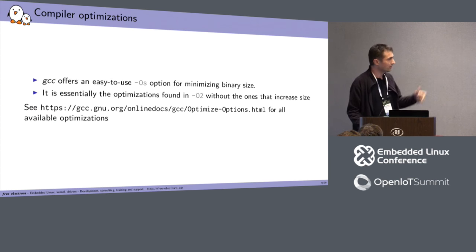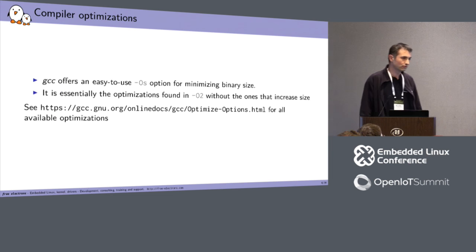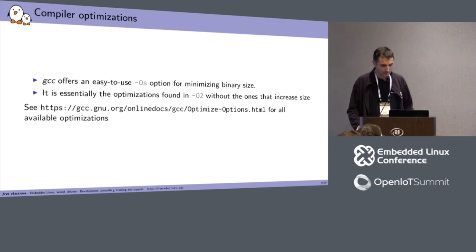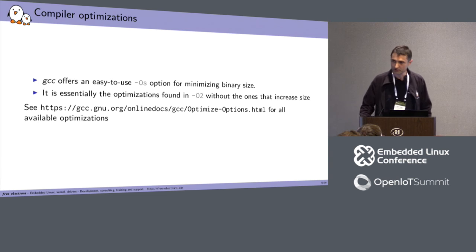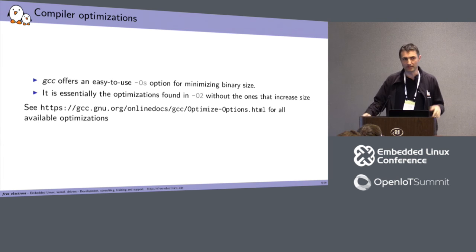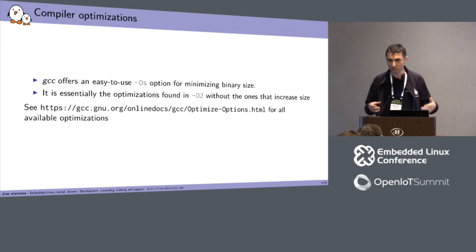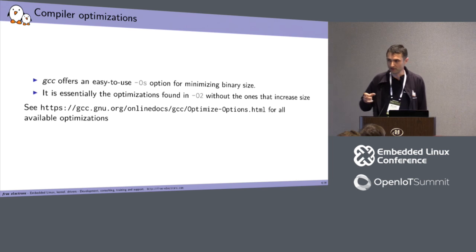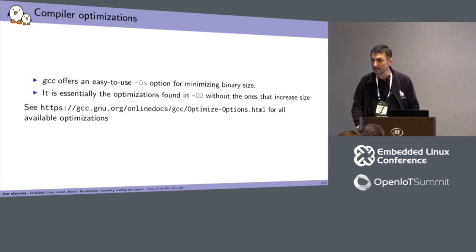So I'm going to give you a list of things you can do to reduce size a little bit. Of course, there's the -Os option of GCC to reduce size, and it's nice because it automatically selects the optimizations based on what GCC can do. Essentially, it's -O2 minus the optimizations that increase size.